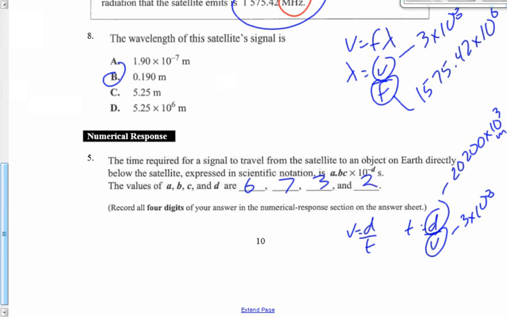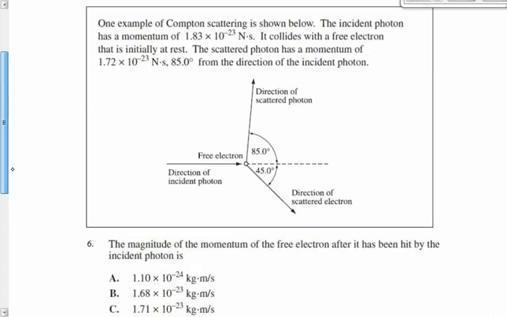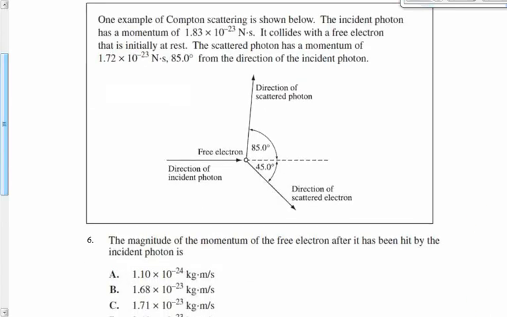Finally, let's go back to this one. And this one's a good question to go over right now. The reason being is because it's real closely tied to what we've done this unit. In fact, it's closely tied to what we've done over the last couple of days, right? Compton effect. It's Compton scattering. This is what this is.